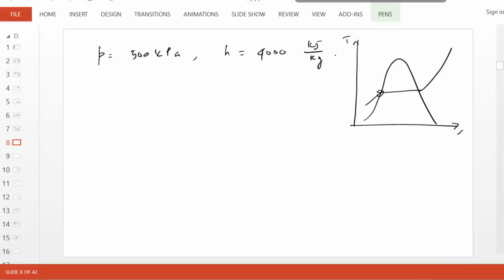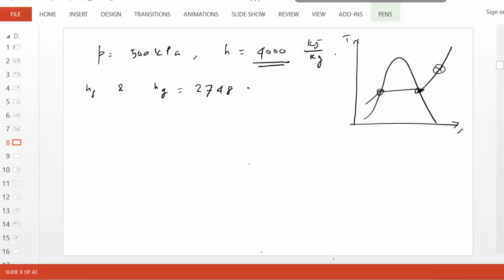So the first step is always to figure out what is HF and Hg. Notice we already did that. Hg was about 2748. That's why I picked the same pressure. 2748. And look at the value of H given here, 4,000. So obviously, our state will be somewhere along this line, but the pressure is here, but the enthalpy is higher, so it's somewhere here. This is where our state will be. I don't know exactly where, but it's superheated vapor. So we figured out that we have a superheated vapor as the mixture composition.